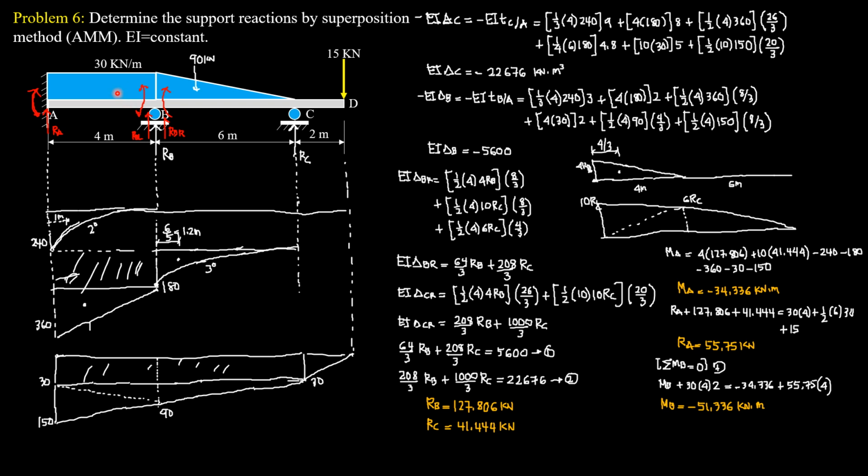So 4 meters times 30 kilonewton meter is 120, times 2 is 240, and it is a second degree curve. Then for the triangular load up to B first, the moment is 1/2 of 6 times 30 times 1/3 of 6, so 2. 1/2 of 6 times 30 times 2 is 180, and it is a third degree curve.